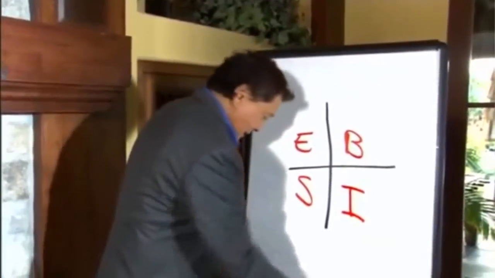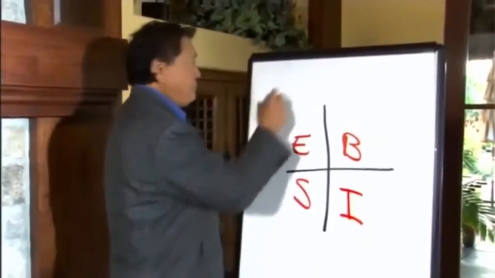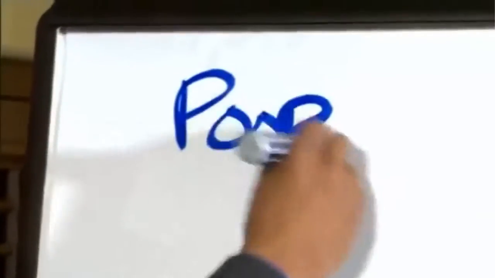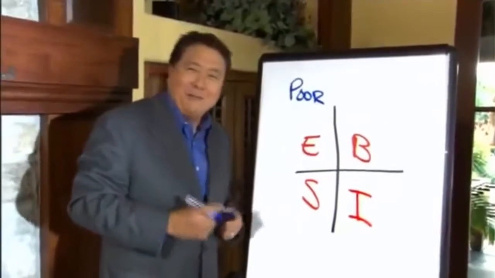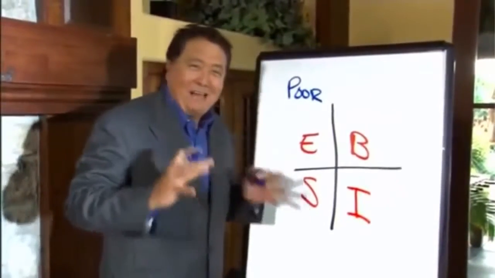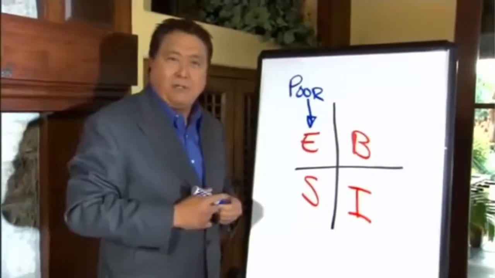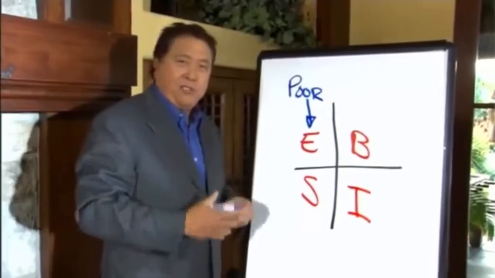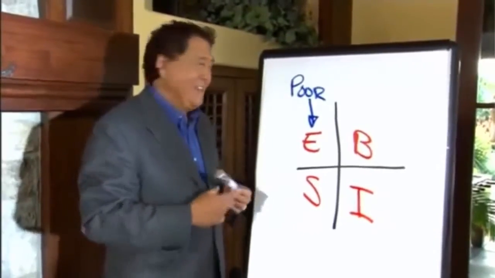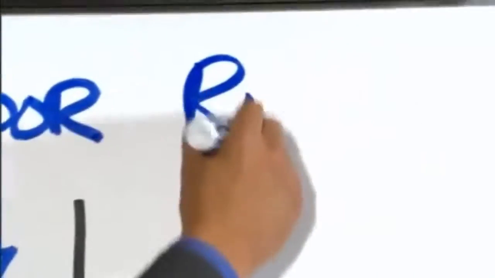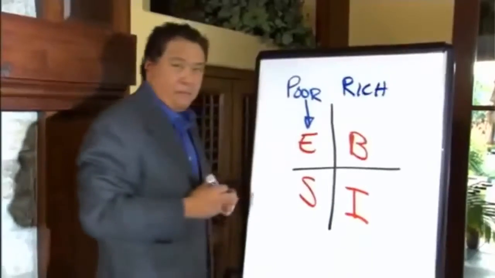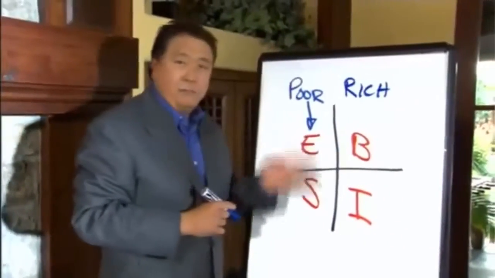So early on in my life, it was my poor dad who always said to me, you know, Robert, go to school and get a high-paying job. My poor dad's core value was to be an employee. He wanted job security, promotions, a steady paycheck, and all this. And it was my rich dad who said to me, you know, Robert, if you really want to be rich, learn to build businesses.